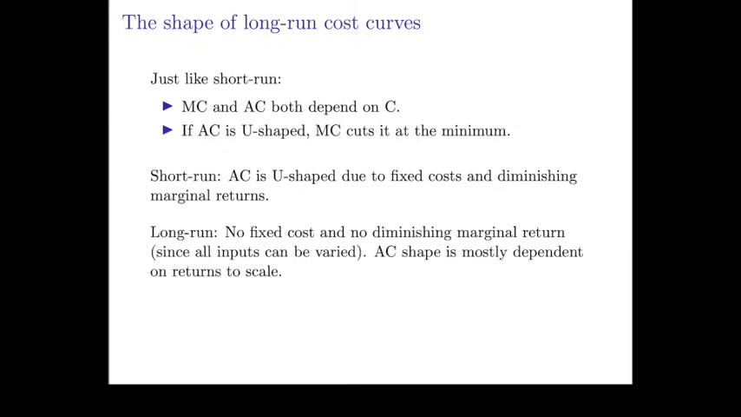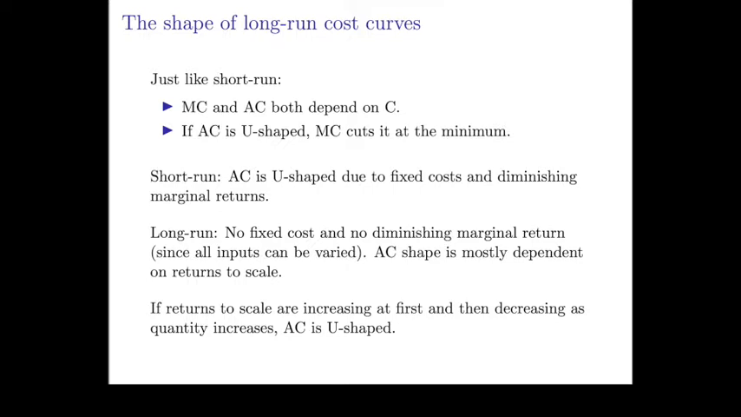In the long run, on the other hand, you're typically not going to have a fixed cost. So there's no diminishing marginal return, since all of the inputs can be varied. So the shape of the average cost curve really depends on the returns to scale. If the returns to scale are increasing at first and then decreasing, then you're going to get a U-shaped average cost curve.